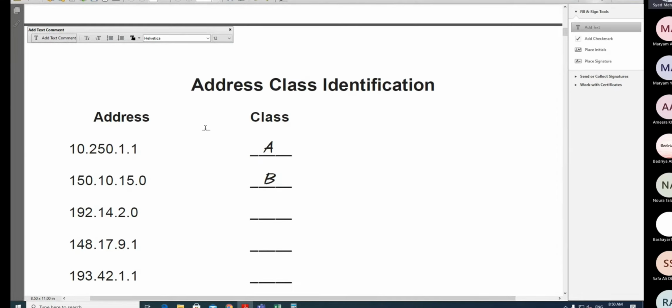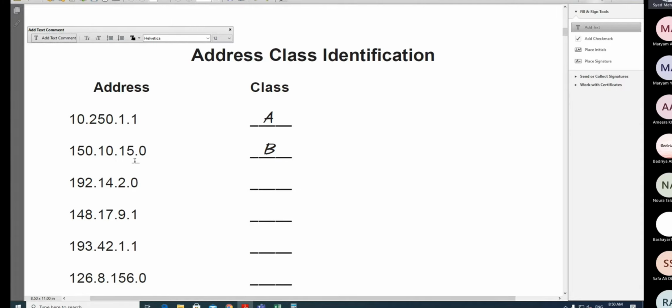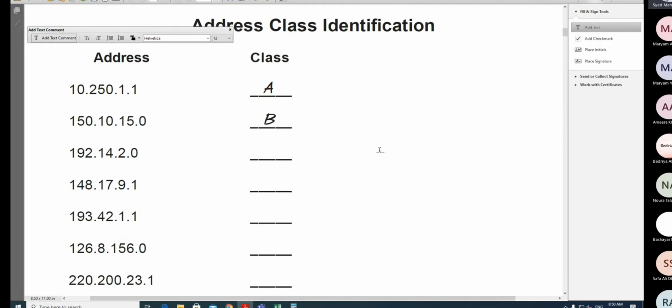And here, class A addresses, class B addresses, and class C addresses. Now this one we also saw, what the class A addresses, class B addresses, and class C addresses are. Now see here, just for revision purposes, we can do it.